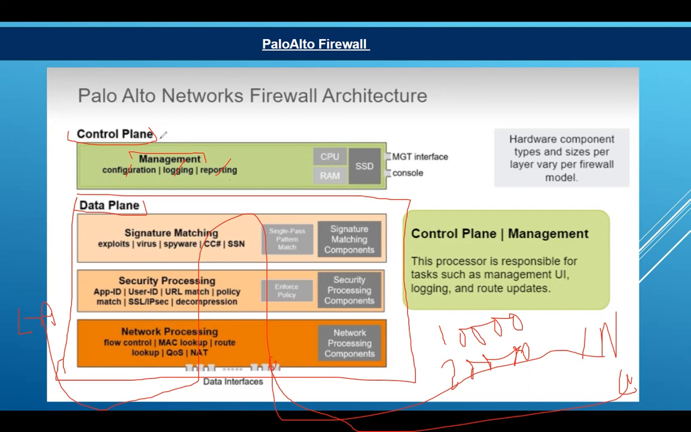So from the control plane, you can configure your firewall. You can shut down that interface, or you can block a particular IP address. Suppose there is an IP address XYZ, and you are getting 20,000 sessions from that IP address. So you can block that. That thing you can manage here. So this is the Palo Alto firewall feature, and you can easily manage from here.